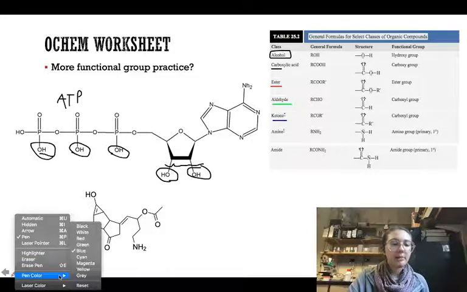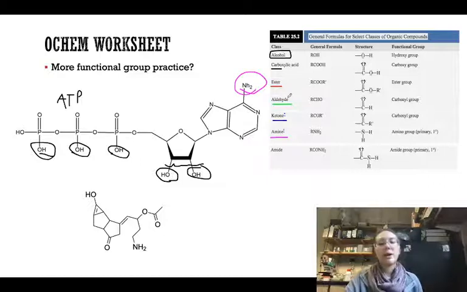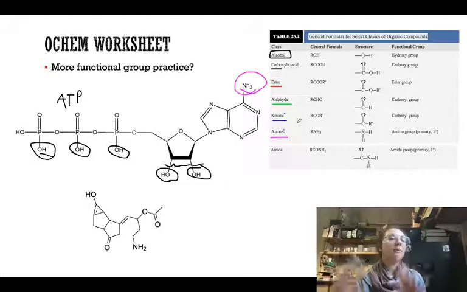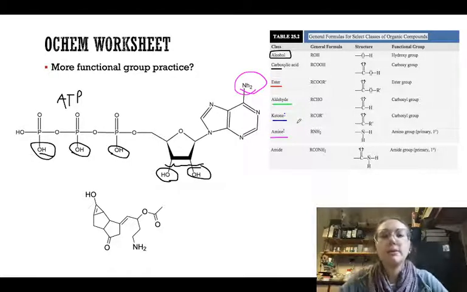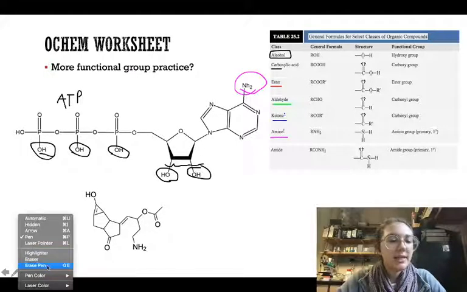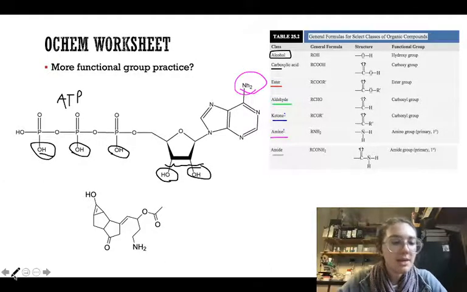Next is looking for amines, and sure enough, I see a nice amine right here. This is a beautiful primary amine. This is actually the thing that helps hydrogen bond to that thymine and makes one of the two hydrogen bonds to our thymine group. And then finally, I'm looking for amides, and there are no amides in this structure, so I can say without a doubt that we pretty much have labeled everything in our ATP.